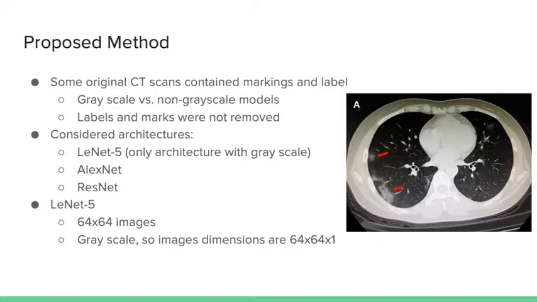We found out that some of the original CT scans contained markings and labels, maybe left by the radiologist, but we didn't need them. To combat this issue, we tested both grayscale and non-grayscale models. We decided to leave these marks and labels in and not edit them out. The architectures we considered were LeNet-5, AlexNet, and ResNet, with LeNet-5 being the only architecture using grayscale. For LeNet-5, we use 64 by 64 pixel images, and it's grayscale, so it's not 3 channels of color like RGB usually, it's just 1, so the image dimensions are 64 by 64 by 1.